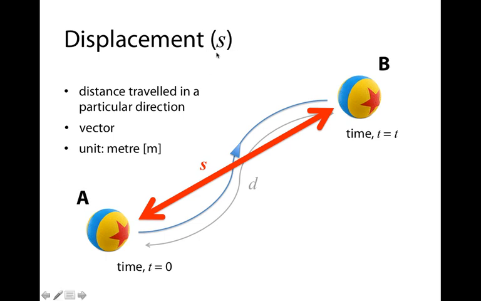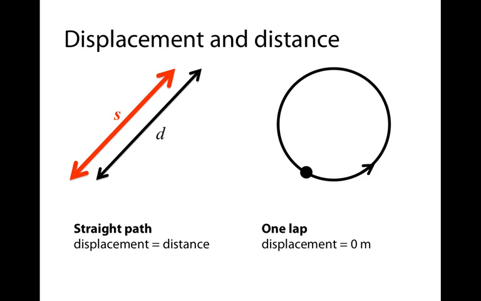Remember, symbols for quantities should be given in Times New Roman font and italics. Italics, Times New Roman font, if you want to make yours look particularly good. So d for distance, s for displacement.